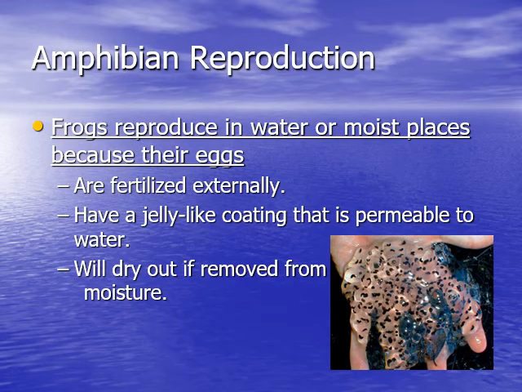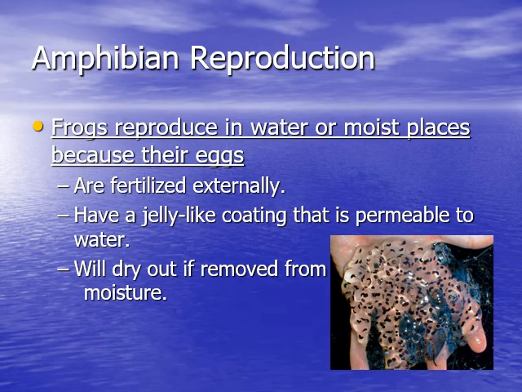Frogs are going to reproduce in water or very wet places due to the following reasons. The eggs are going to be fertilized externally, that means outside of the body. So it's helpful for the eggs to be in water and for the sperm to be released in water because this helps the sperm swim and be carried to the eggs. So that's very, very helpful, a lot easier for that to happen.